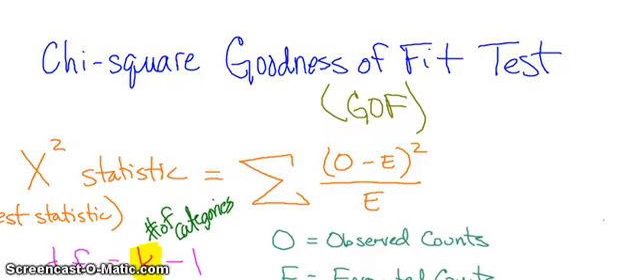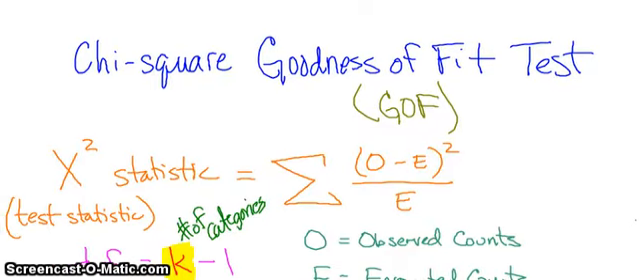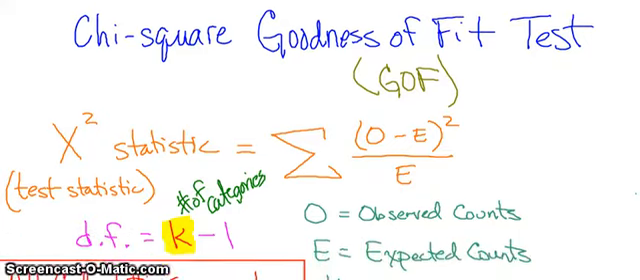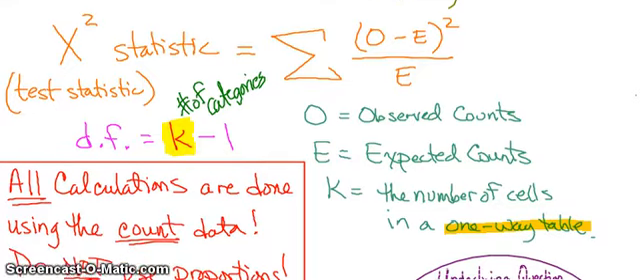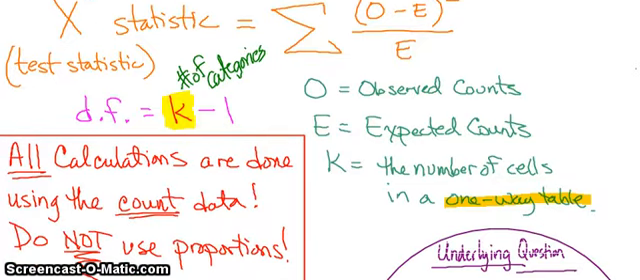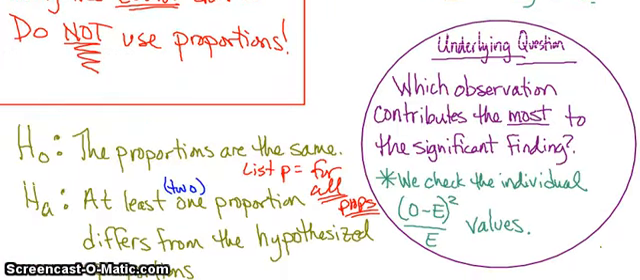Our test statistic, we need to keep track of, is the summation of O minus E quantity squared over E. We're going to think of our degrees of freedom as k minus 1, where k is the number of categories, or the number of cells in our one-way table. O is our observed counts, and E is our expected counts. Please remember, all calculations are to be done using our count data. Do not use proportions.